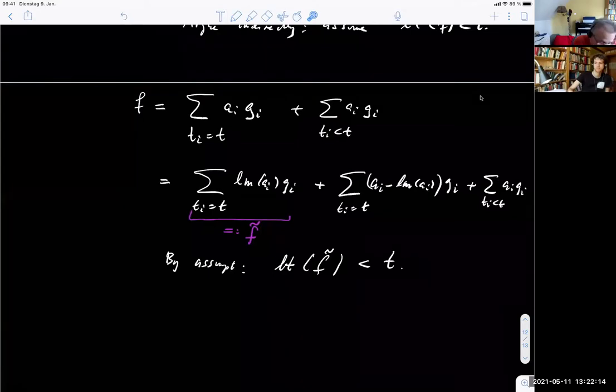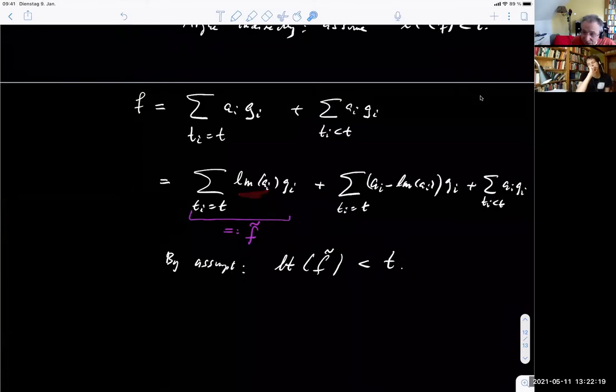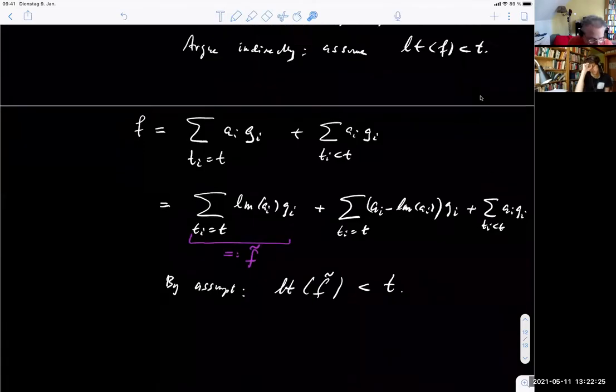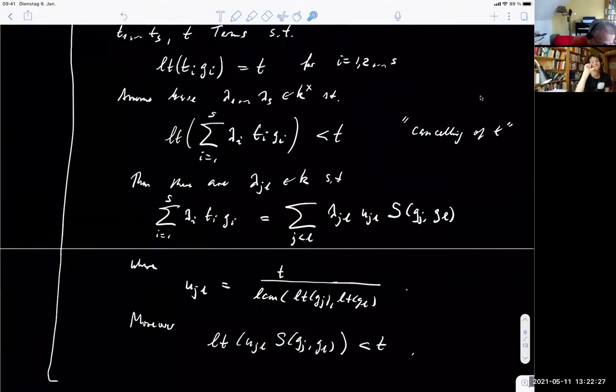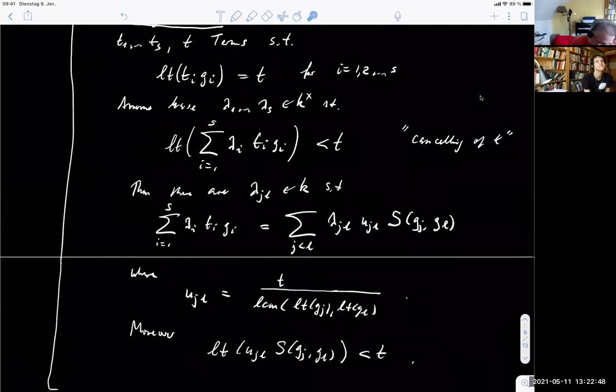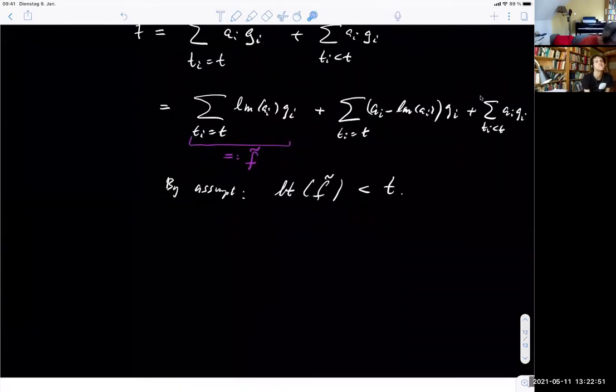I have these gi and I form a linear combination where the coefficients are monomials, and I have canceling. Let's roll back to see this is the situation of the canceling lemma. And then it says that this thing, which in our situation is now f twiddle, will be a linear combination of the S polynomials. So the canceling lemma.